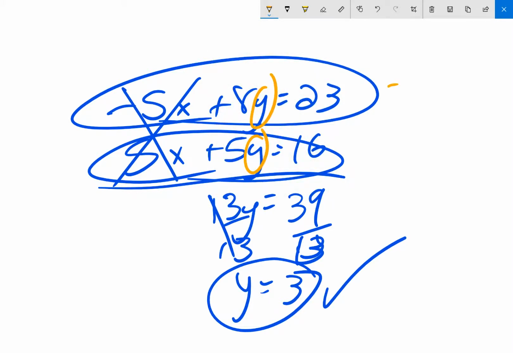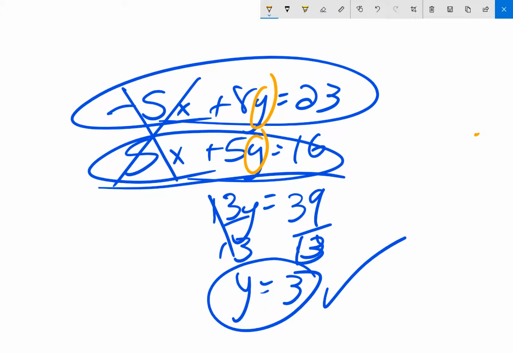So you can say, if you put it in the first function, it'd be negative 5x plus 8 times 3 equals 23. And that would, of course, be negative 5x plus 24 equals 23. And then you could just try to solve this. So you can plug that y in to find the x, but the elimination method would work great on number 5. The elimination method would also work good on number 6 as well. So that's just some advice for you.